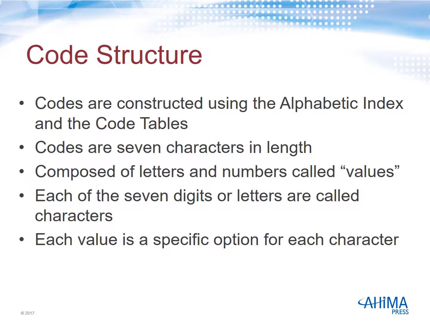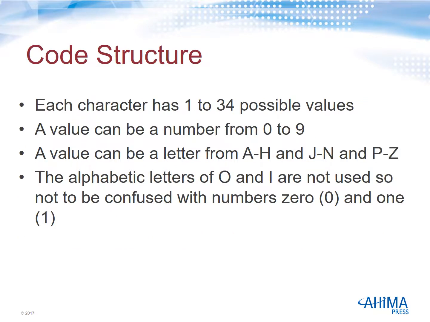Codes are constructed using the alphabetic index and the code tables. Codes are 7 characters in length. They're composed of letters and numbers called values. Each of the 7 digits or letters are called characters, and each value is a specific option for each character. Each character has 1 to 34 possible values.